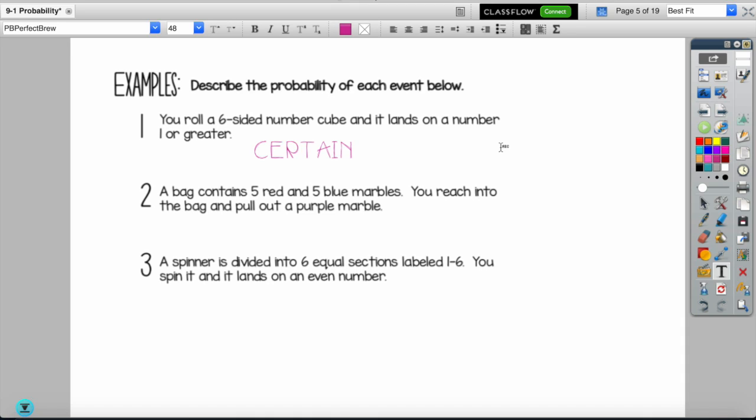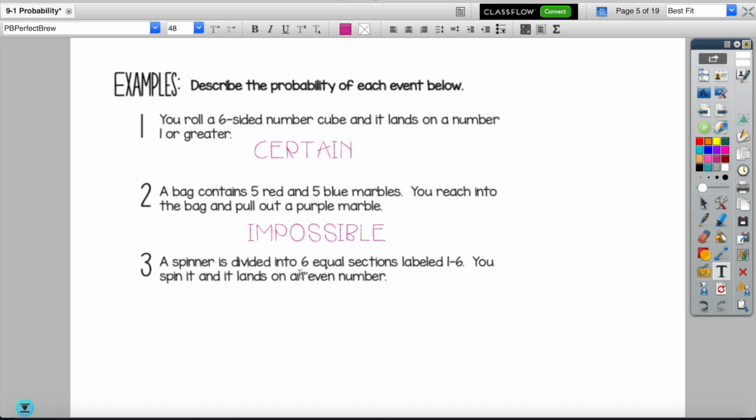A bag contains 3 red and 5 blue marbles. You reach into the bag and you pull out a purple marble. Well, the probability of this happening is impossible. Why is this impossible? Well, because you have a bag that only has red and blue marbles. There are no purple marbles in there. So the probability of you pulling a purple marble is 0%.